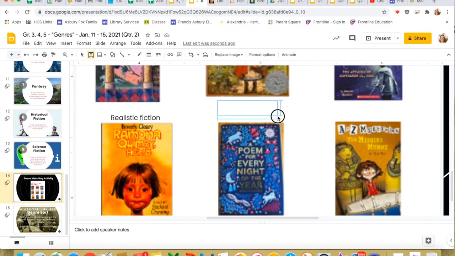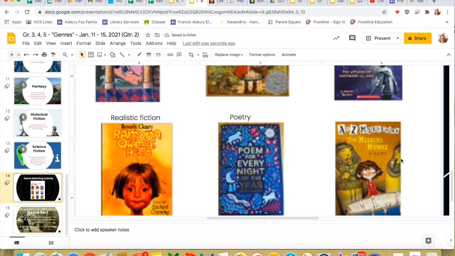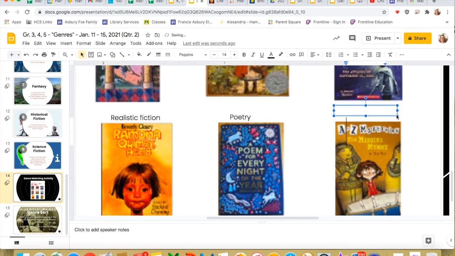So we can change this to poetry. And this would be mysteries. And of course, there are a lot of different mystery series. A to Z Mysteries isn't the only one. And those are things that we could research and look up when you guys come back too. And I'm going to show you how you can go on Macambia and look that up too.